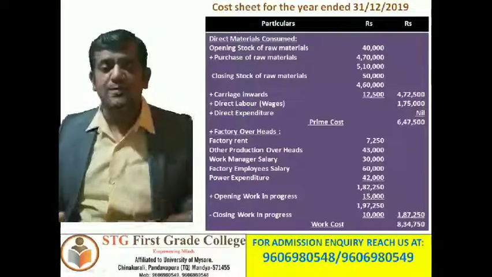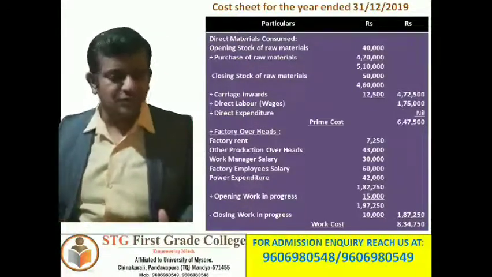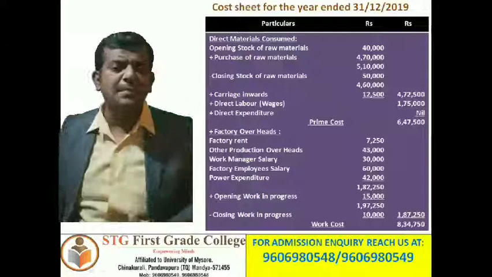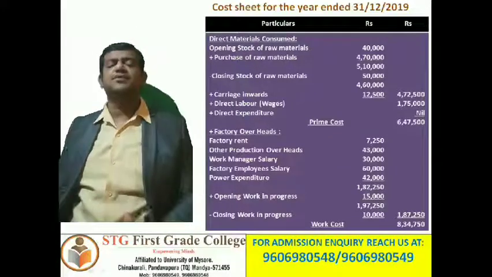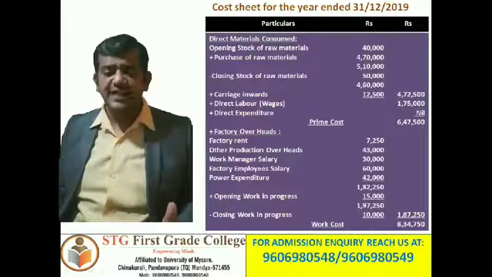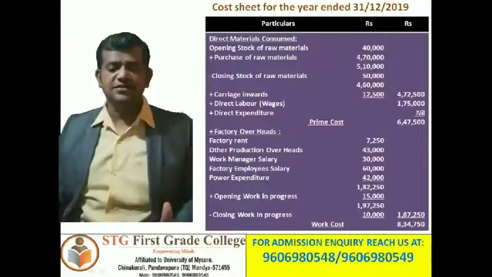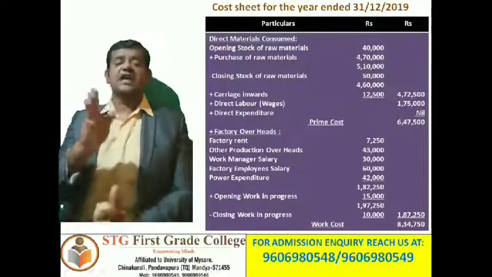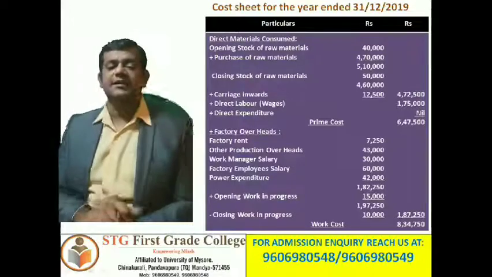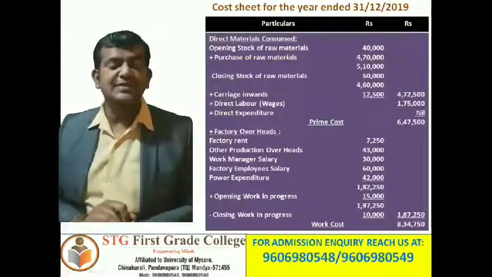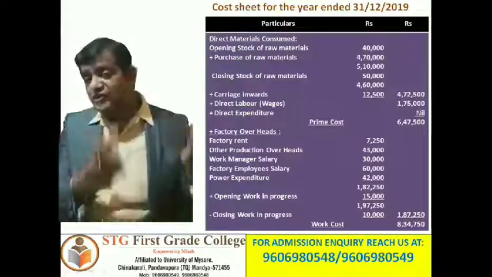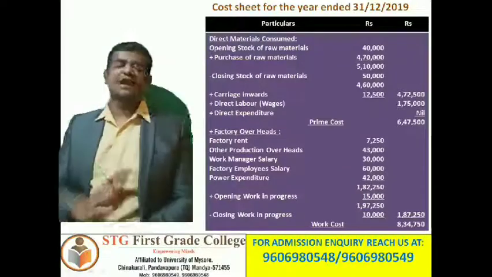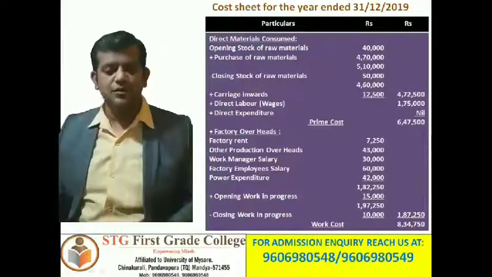7,250 rupees, in the inner column. Next, other production overheads, whatever expenditure incurred for the purpose of production should come under factory overheads. How much is the production overheads? 43,000. Next we have work manager salary, because a work manager will always be there in a factory. His salary 30,000 I have taken directly here. Then we have factory employees salary, because those employees belong to the factory department, so obviously that expenditure should be recorded here. That is factory employee salary 60,000 rupees.